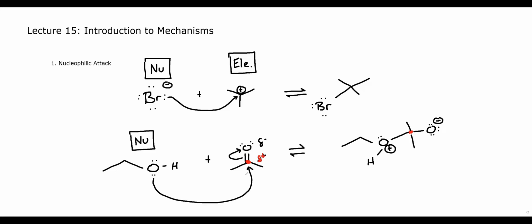Okay, so either way, these are 2 examples of nucleophilic attack. This is when a nucleophile, something that's electron rich with a lone pair typically, attacks something that is electron poor or electron deficient. In the top case, a carbocation. In the bottom case, the base of a carbonyl, a ketone. Okay? Nucleophile plus electrophile.